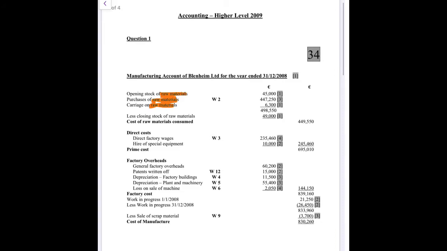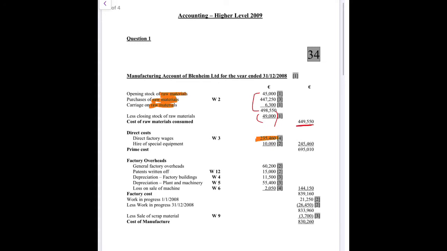Okay, so you're adding these 3 together, and you're taking your closing stock, which gives you a cost of raw materials consumed of €449,550. Okay, then you're going in with your direct costs. Other direct costs that are directly related to making the tables. We had those direct factory wages, which is coming from working number 7, with that extension. So the direct factory wages of €235,460. And we've a hire of special equipment as well of €10,000.